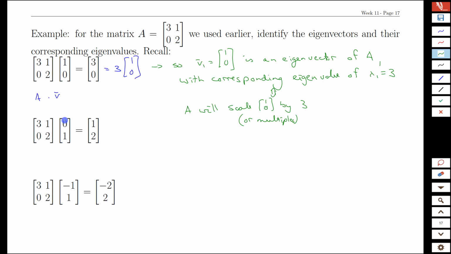One of the other vectors we worked with was the other basis vector 0, 1, or the y-axis vector. When we transformed that using A, we got the vector 1, 2, and we can see right away that this is not a multiple of the 0, 1 that we started with. And so we learn right away that 0, 1 is not an eigenvector of A.